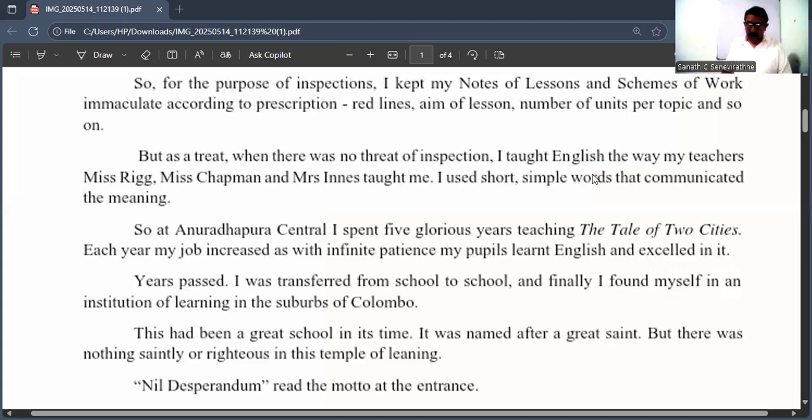Next she tells that she used short, simple words that communicated the meaning. Yes. Full stop.